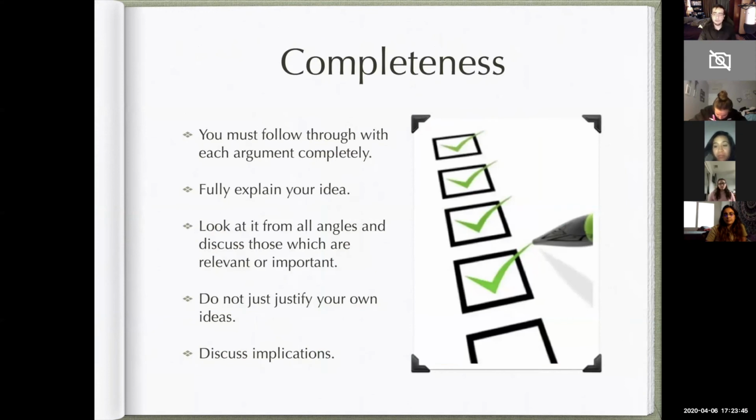And completeness, you want to make sure that you're looking at all angles, that you're looking at relevant competing hypotheses. You don't want to just justify your own ideas. And the most important thing is you need to discuss implications. So, okay, what happens if DACA gets reinstated? All right, so what are the implications of that? You're picking all of these controversial topics. Okay, so what's the point? You have to be able to discuss the implications and consequences of whatever policy debate you're looking at.